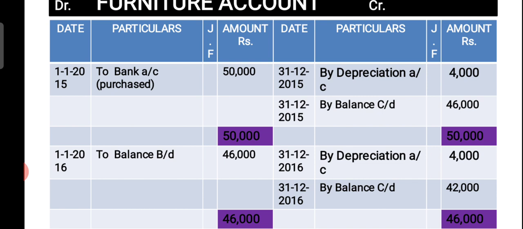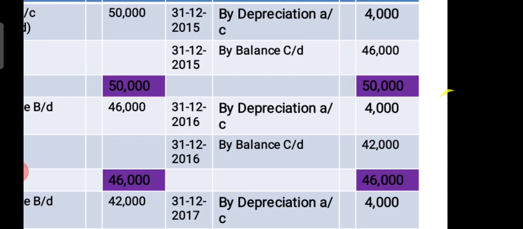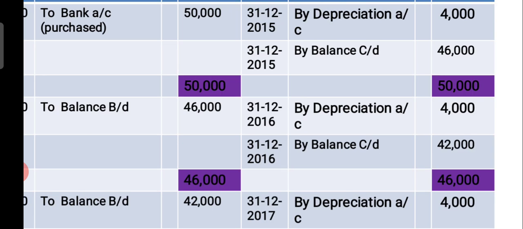Next you see, the closing balance becomes the opening balance for the next year. On 1st January 2016, on the debit side we write to balance brought down rupees 46,000. Again at the end of the year, 31st December 2016, by depreciation account rupees 4,000. Here we need to charge 4,000 rupees depreciation on the credit side of the account. Again we need to find out the closing balance. From 46,000 we deduct 4,000, then we will get 42,000. This is the closing balance for the second year.